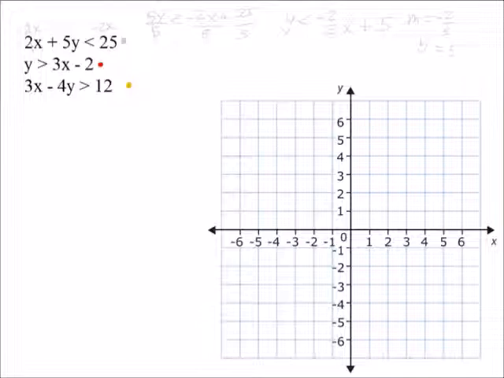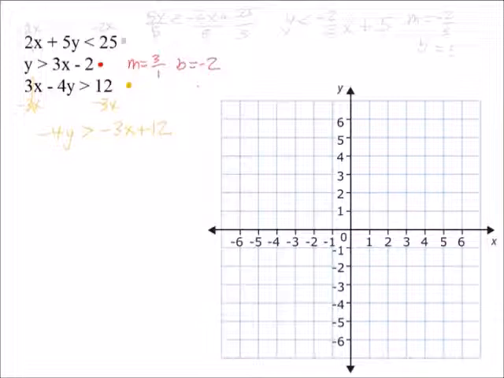Let's go ahead and blast through these. Y equals mx plus b in red. M is equal to 3 over 1. B is equal to negative 2. And then in orange, okay, subtract 3x on all sides. And I know you guys have been waiting on this one. Negative 4y greater than negative 3x plus 12.